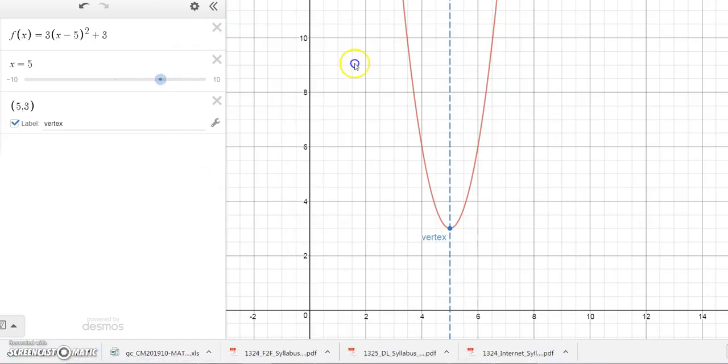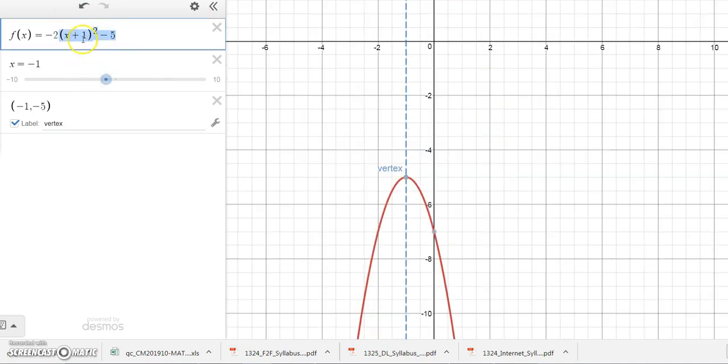So if you want to take a look here, here's the graph, and you see this vertical line right here. This is the line x equal 5, and so this line is the axis of symmetry, and this point right here is actually the vertex, and it's the point (5, 3). You can see right here is (5, 3), which is the vertex. And notice that the parabola opens upward.